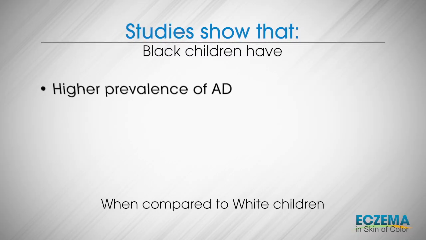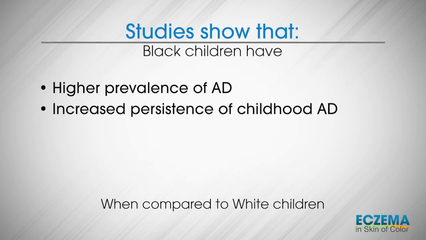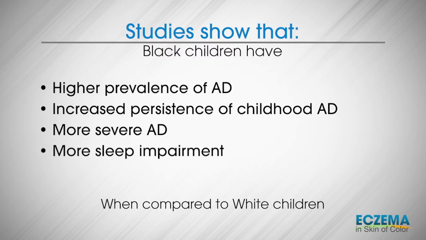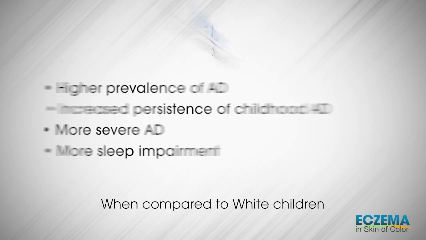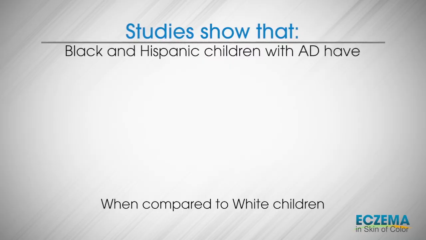So what we have shown you are morphologic or physical differences between dark skin and light skin, but there are other social and ethnic differences. Studies have shown that Black children, compared to Caucasian or white children in the United States, have a higher prevalence of atopic dermatitis. They have an increased persistence of atopic dermatitis from childhood to adulthood. They tend to have more severe atopic dermatitis, and they have more sleep impairment or impairment of quality of life.